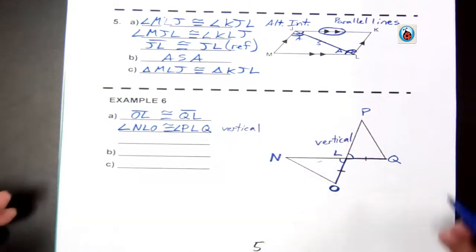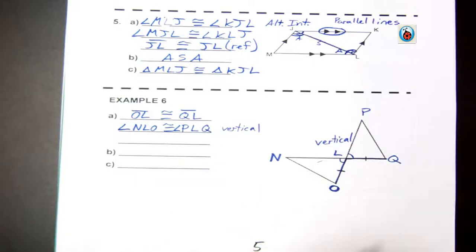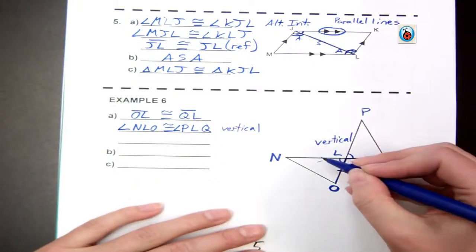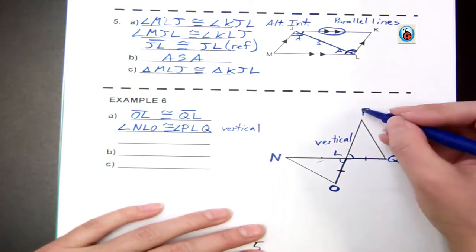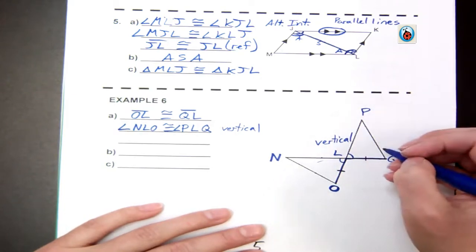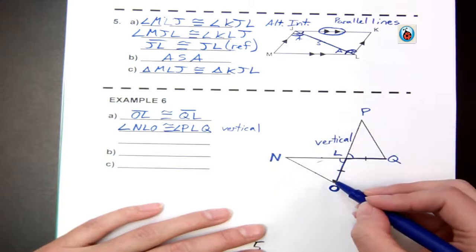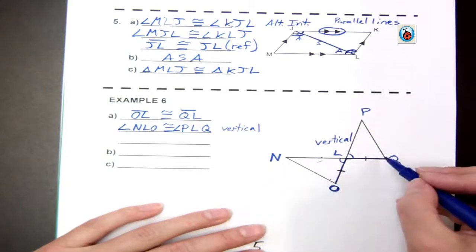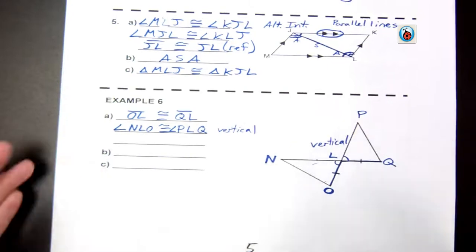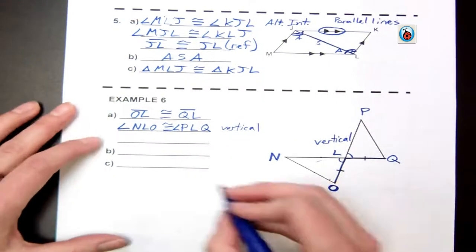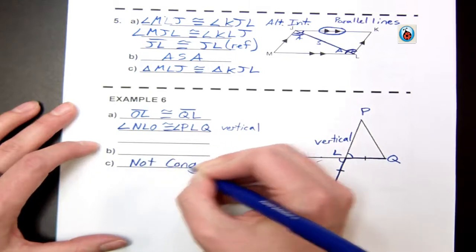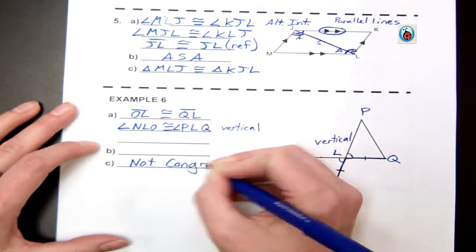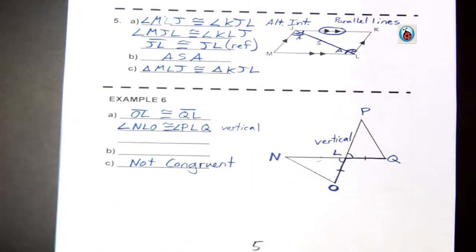And then I look. I'm not hypotenuse leg, so I need at least a 3rd part. Can I label any of these sides the same? Is there any information that lets me label those the same? Or is there any information that lets me mark an angle the same? And the answer is no. There's no other information there. Therefore, these are not congruent. So remember, not congruent is always an option. If there's not enough information there, we cannot prove that they are congruent.